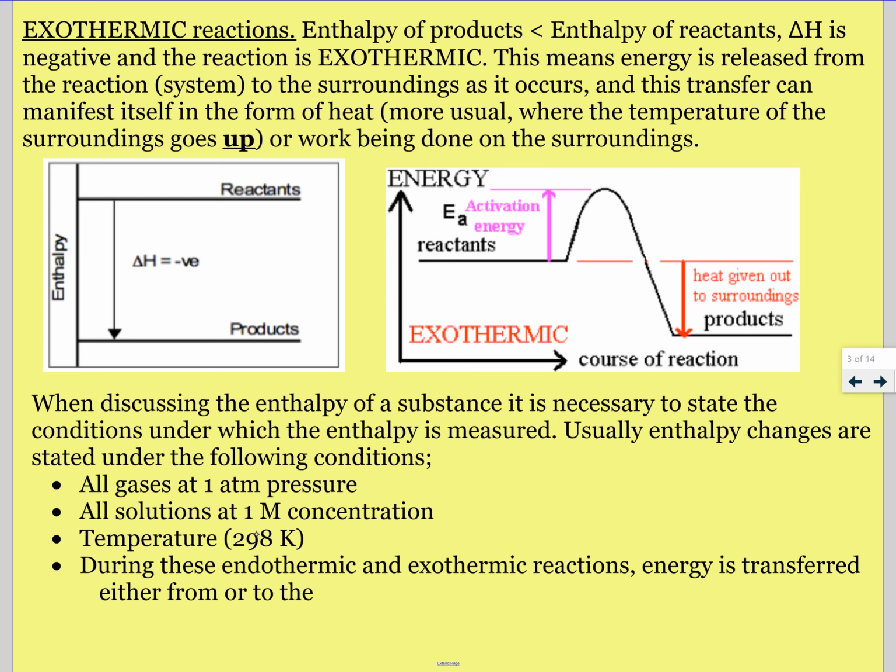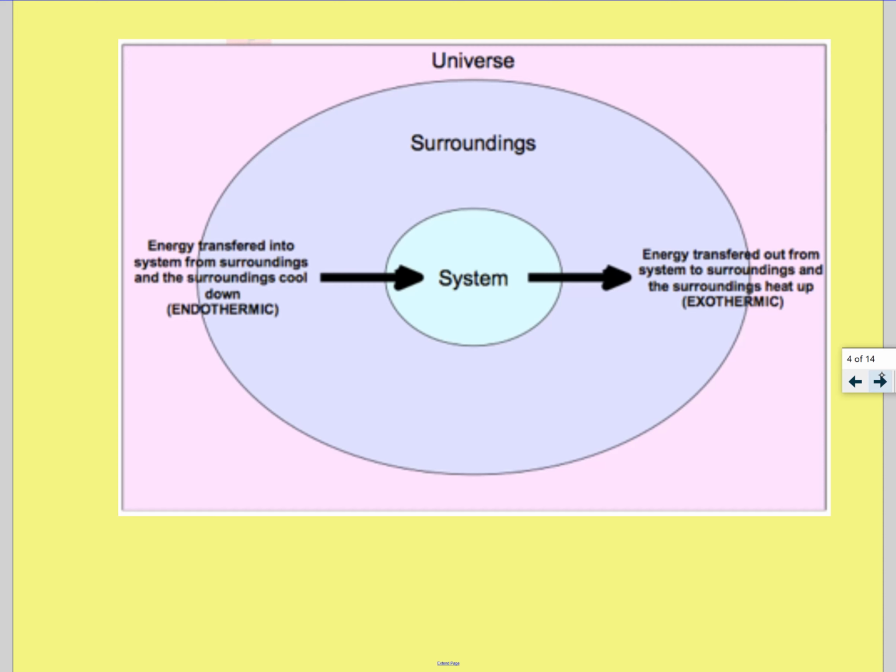And remember, if it's an endothermic or an exothermic reaction, then energy is transferred. If it's exothermic, it goes from the system to the surroundings, and if it's endothermic, it goes from the surroundings into the system. So we have the universe, which is everything, the surroundings and the system. If energy goes into the system, it's called endothermic, and if it leaves the system, it's exothermic.